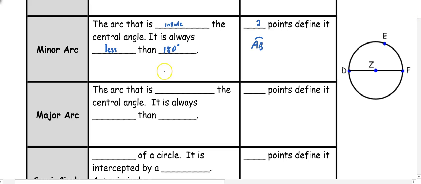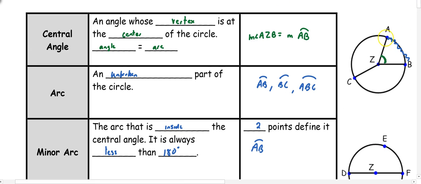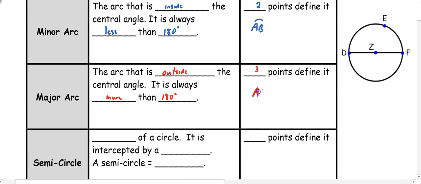A major arc is an arc that is outside the central angle, and it's always going to be more than 180 degrees. And it uses 3 points. So for example, a major arc here could be A all the way to C to B. So we would name that as ACB. We want to use the letters in the order that we're traveling around the circle.